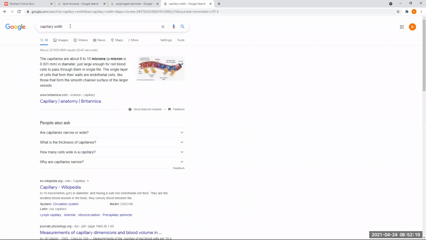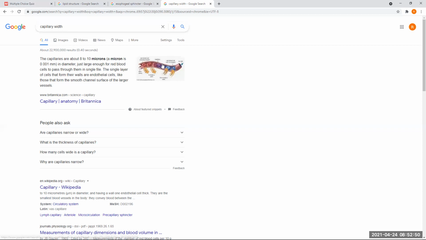And remember, how big is a micrometer? Take your thumb and your forefinger, press them together. When you start to see a space between them, that is 1 millimeter. Divide that into 1,000, you get 1 micrometer. So imagine 10 micrometers, that is the width of a capillary.